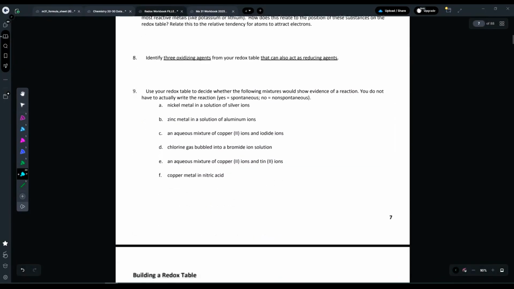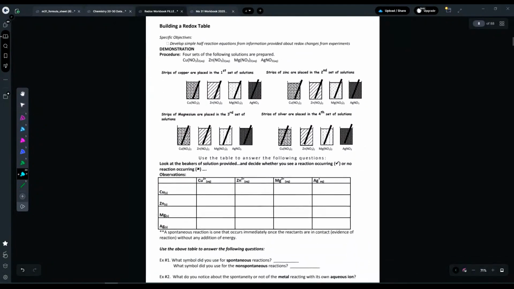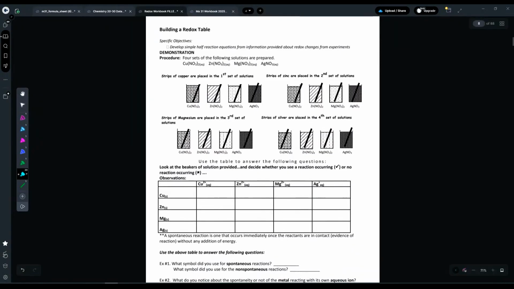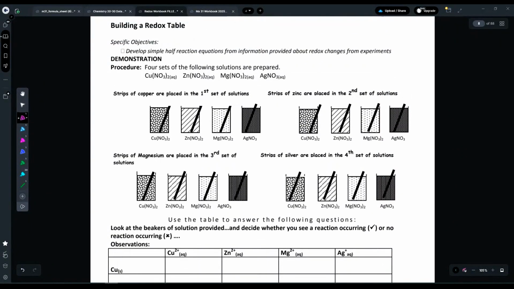Okay, so we've got some practice questions here, but I want to move on to the next page that's talking about a lab setup. Okay, so in my video here, I have a slightly different setup than what they're talking about in the diagrams, but I'm still going to be using the same chemicals. So I'm still using copper 2 nitrate, zinc nitrate, magnesium nitrate, and silver nitrate.